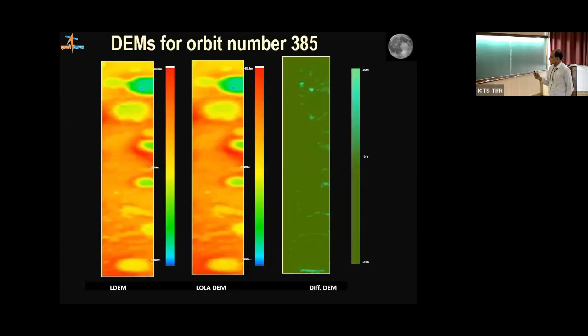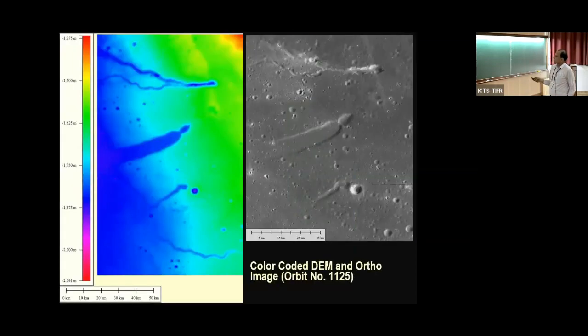This is the differencing method. Through the differencing method, we have quantified one of the areas where you can see the deviation. The maximum deviation is plus minus 20 meter. These are the differences between the TMC and LOLA DEM. This is also one example of how small features are getting depicted in the TMC DEM.